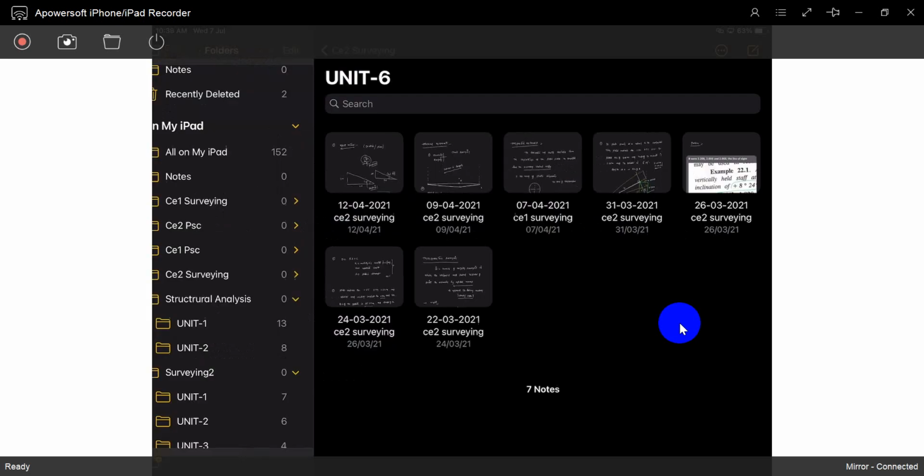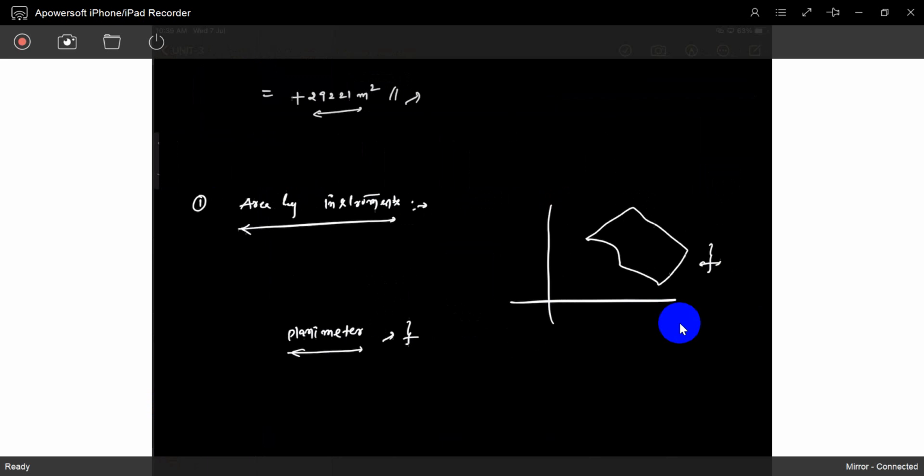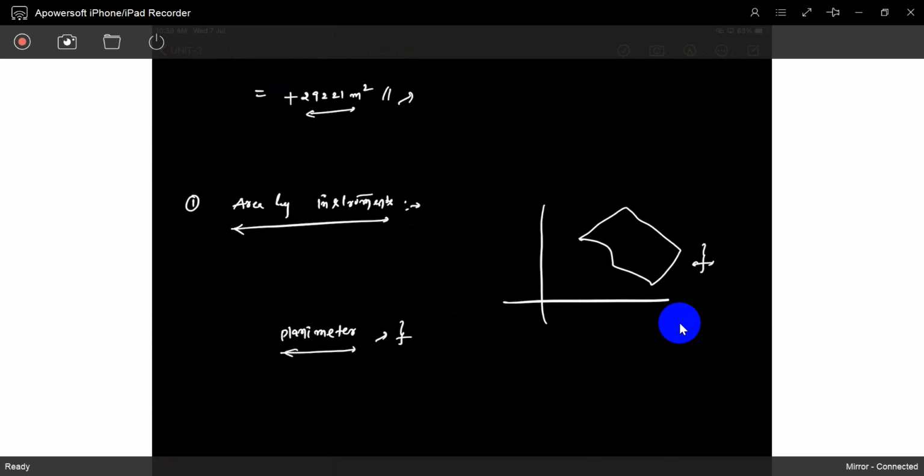So that's the area by instruments. The advanced instrument is the planimeter. No need to discuss again. That's the story of areas.